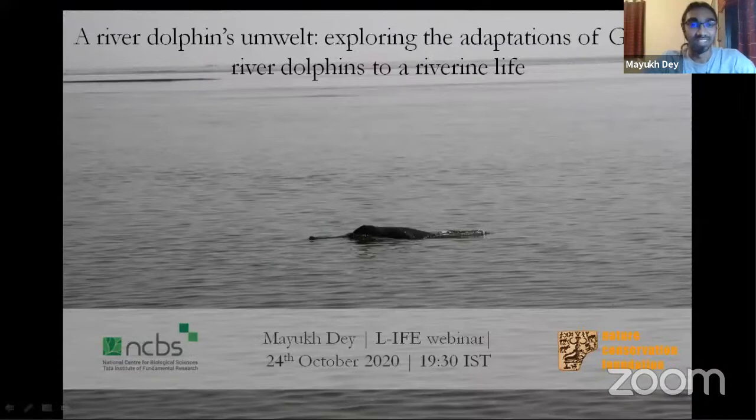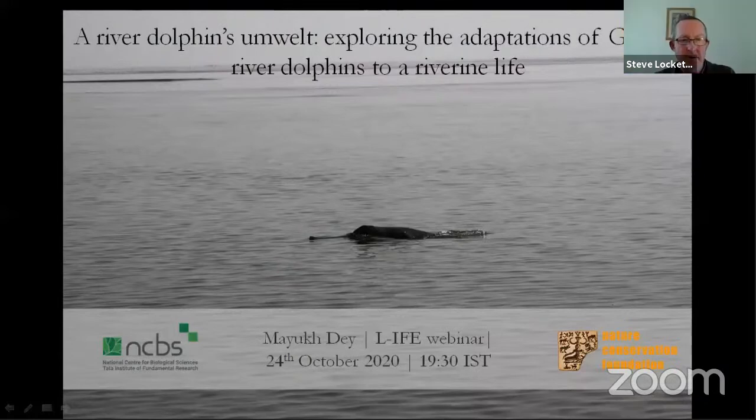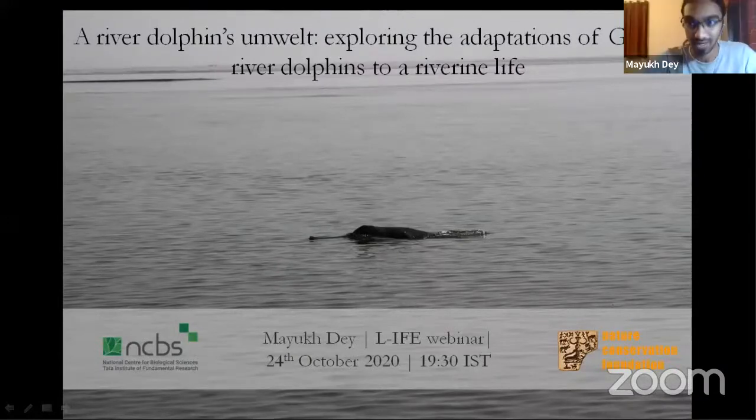All right. So yeah, it's going to be a really short session where I'll try to introduce you to the point how a river dolphin actually experiences its own surrounding, which is what the word umwelt means. How you perceive your entire surrounding.